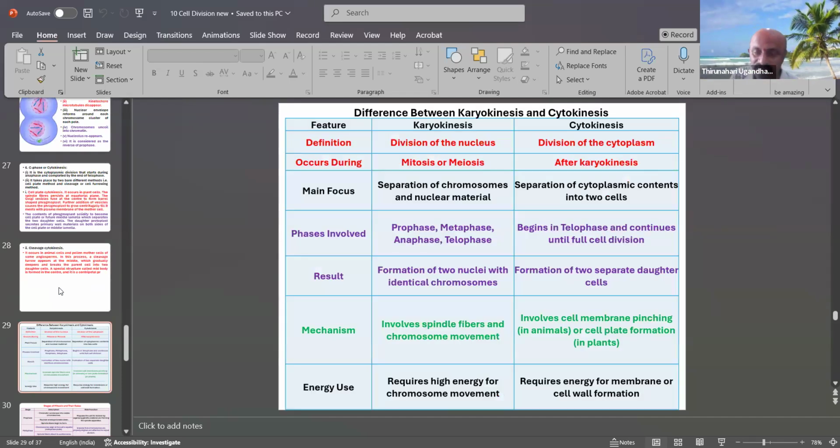Then what is the difference between karyokinesis and cytokinesis? Karyokinesis means division of the nucleus. Cytokinesis is the division of the protoplasm or cytoplasm.